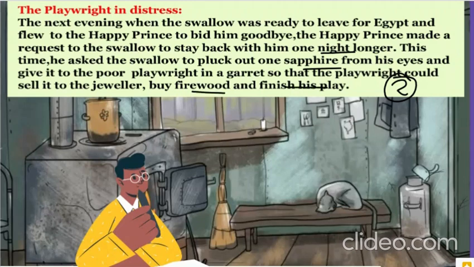his play. You remember when I told you how the Happy Prince looks, his eyes were made up of two sapphires, correct? The two sapphires were there in his eye sockets, correct? So he told the swallow to take out one sapphire and give it to the playwright. Now, that's a rare blue sapphire, so obviously it will be of some good cost, right? So he said take it, give it to the playwright. Why? Because the playwright is cold. He doesn't have firewood, correct? So he can buy the firewood to finish his play.